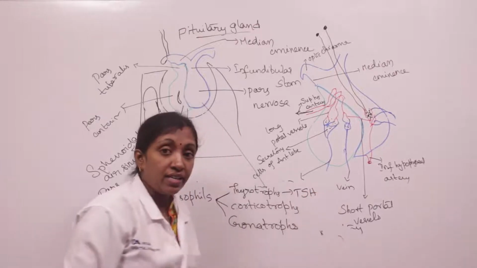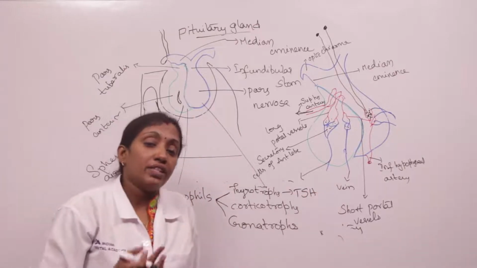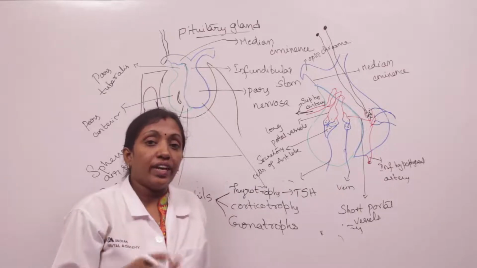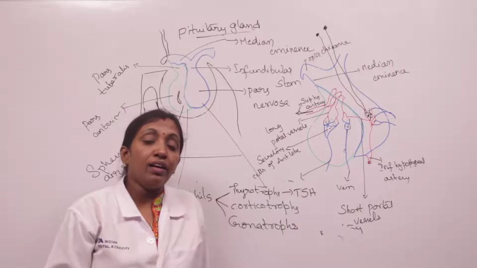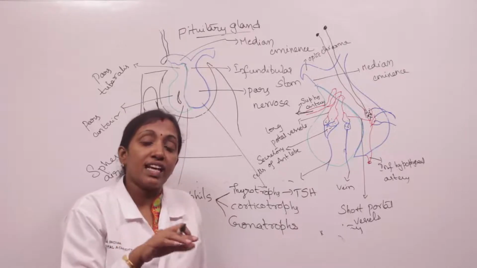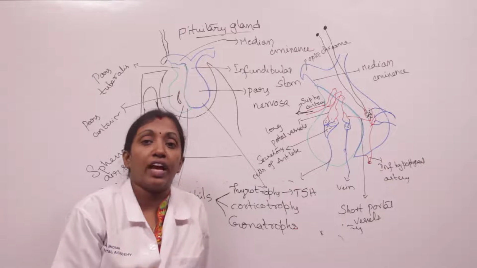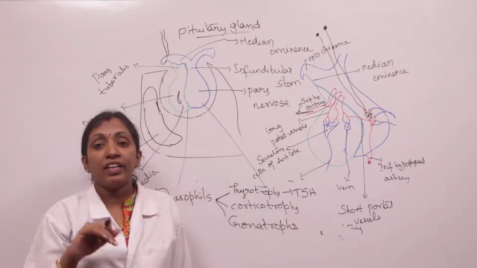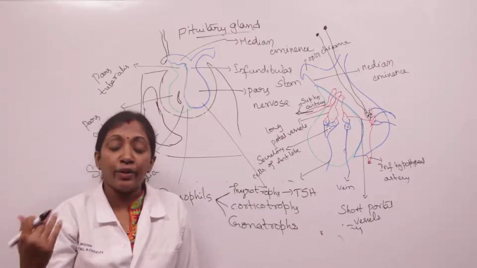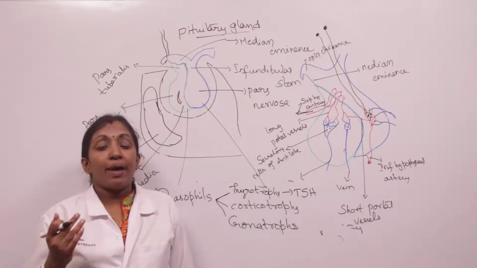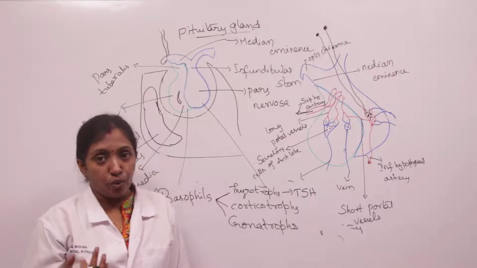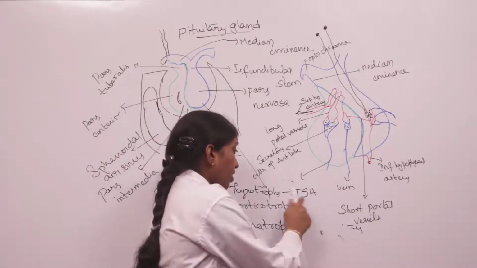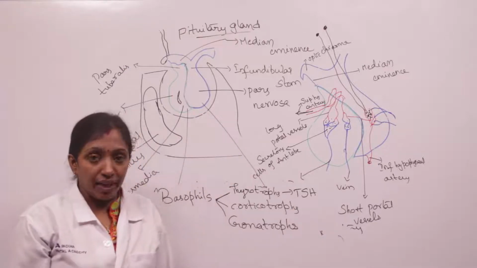The thyrotrophs secrete thyroid stimulating hormone, which regulates the colloid to release the T3 and T4 hormones. We know that thyroid follicles are present in the thyroid. When we take a section of the thyroid gland, we have thyroid follicles, and in them iodinated thyroglobulin is present. This iodinated thyroglobulin helps in the manufacture of hormones T3 and T4, and the release of T3 and T4 is under the control of thyroid stimulating hormone.